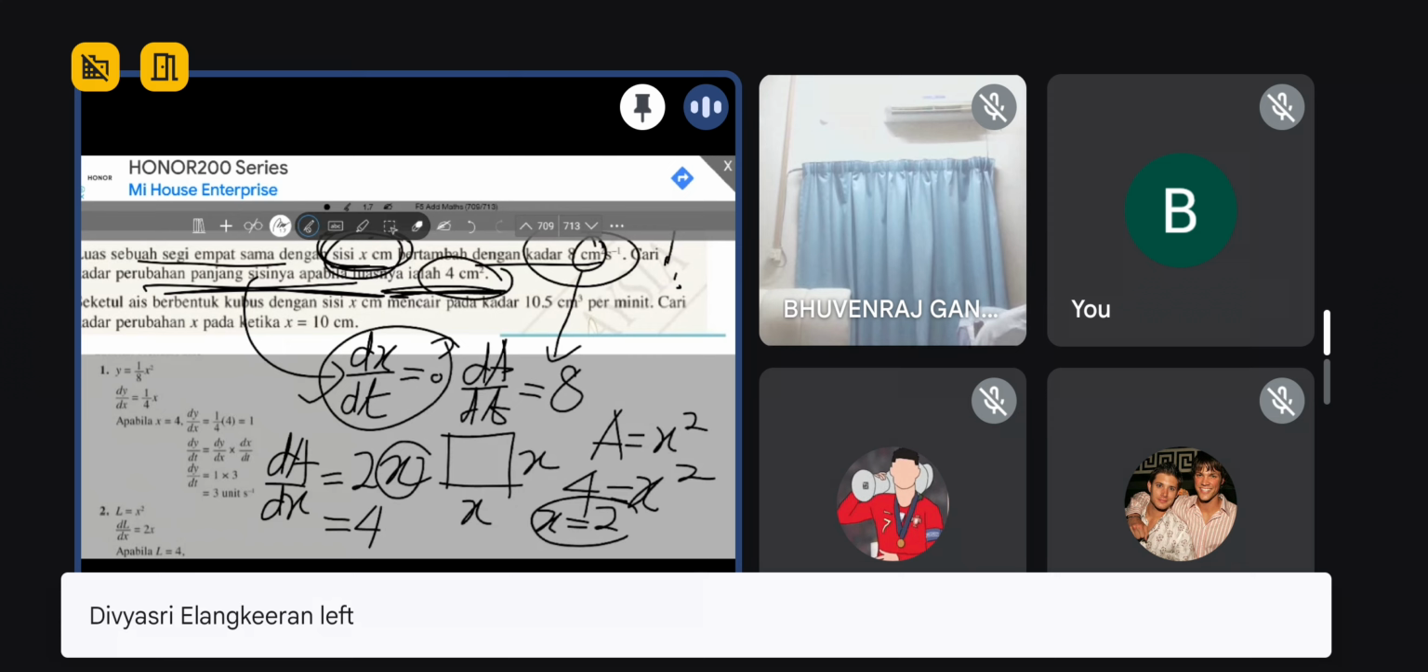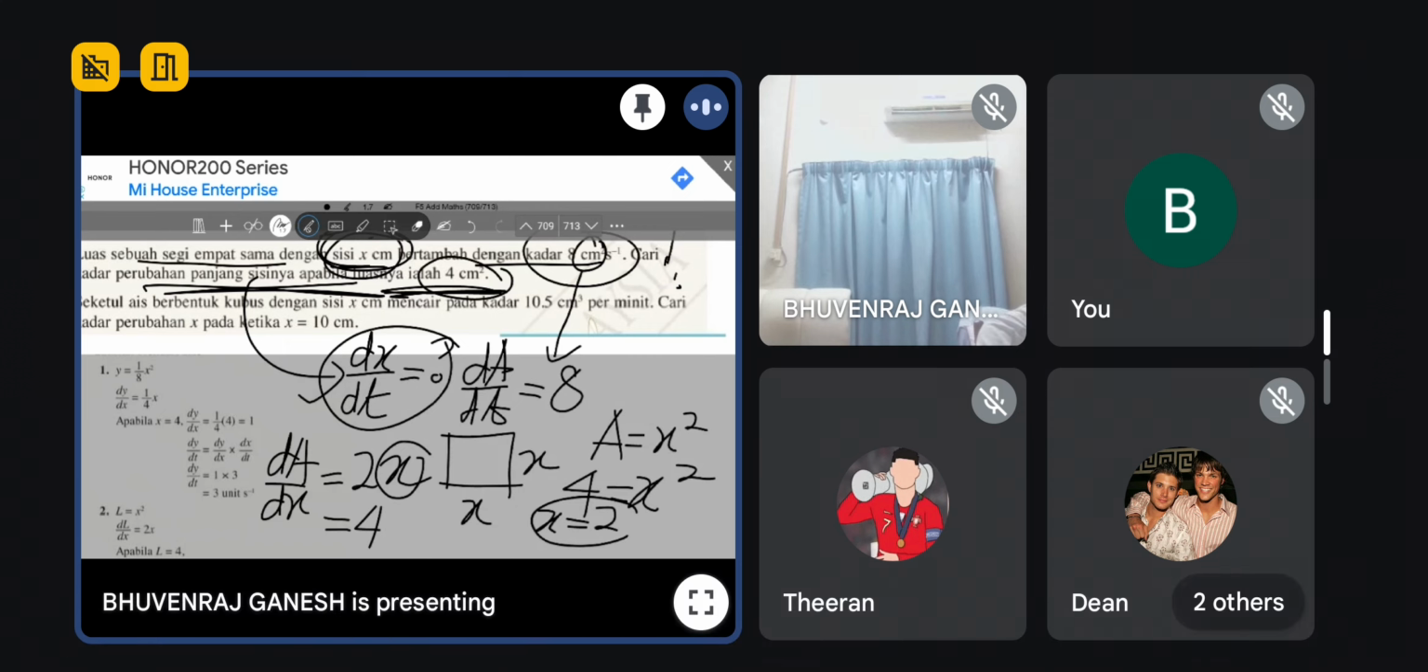So anyone can tell the answer? Apa jawapan dia for this one? You have 4 and then dA dt is 8. So what is your dx dt? Can you comment? Karthik? What will be the answer?